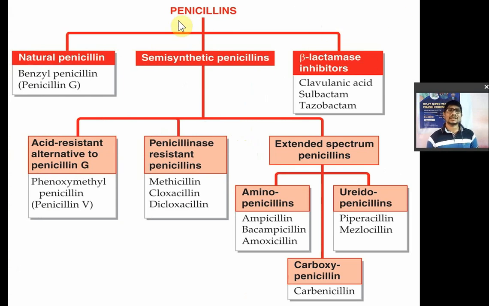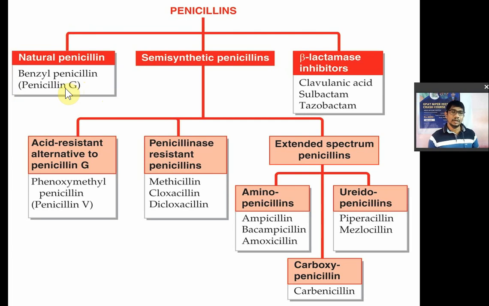Penicillins are classified in different ways. For example, the first one is natural penicillin. This penicillin is isolated from the fungus Penicillium notatum. That is nothing but benzyl penicillin. Benzyl penicillin is the natural penicillin, and it is also known as penicillin G.